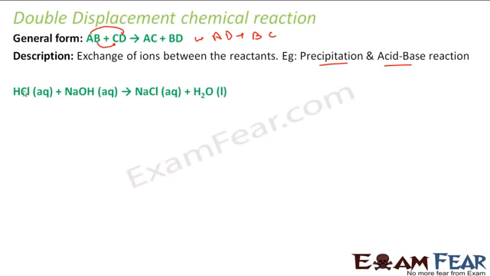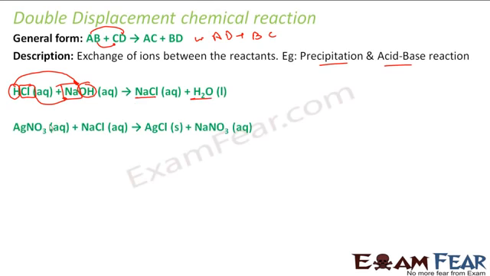Some examples: if you have HCl, hydrochloric acid, and you add sodium hydroxide, it becomes sodium chloride, NaCl, and water. H forms a pair with OH, HOH, and Cl and Na form a pair, NaCl. Here also, Ag and Cl form a pair, AgCl, and the other two form a pair, NaNO3.